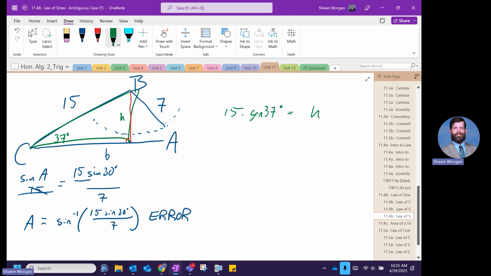Somebody run those numbers for me real quick. All right, so the height would be about 9. And if we were running into a situation like that and we said, well, hey, my height has to be 9, womp womp, that 7 is way too small. Now let's say that 7 was a 10. Is it long enough now? Yeah. You darn right it is.